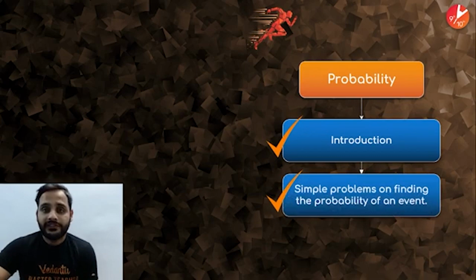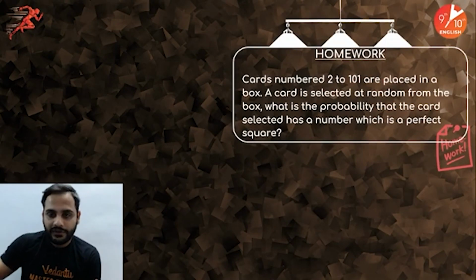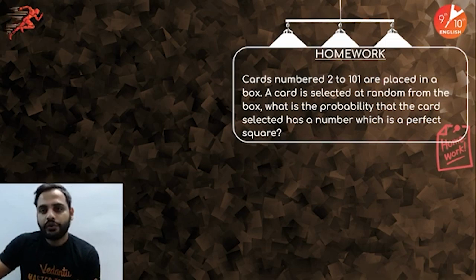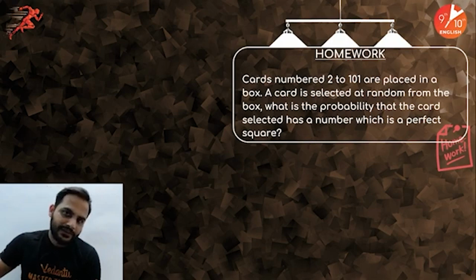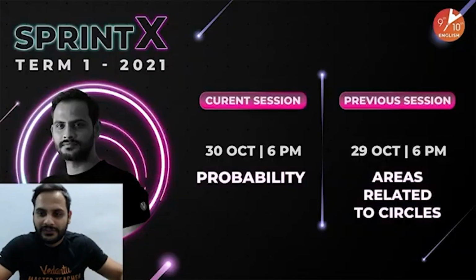With this we have finished this session as well. Now this is a homework question. See what it is saying. Cards numbered 2 to 101 are placed in a box. A card is selected at random from the box. What is the probability that the selected card has a number which is a perfect square? It's an easy question. Definitely you can solve this. Let me know the answer for this question in the comment section down below.